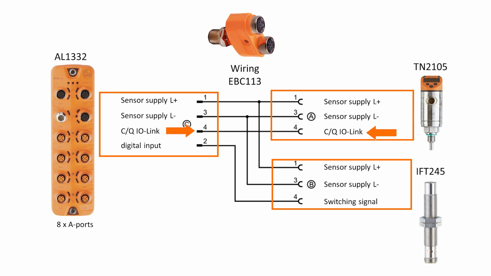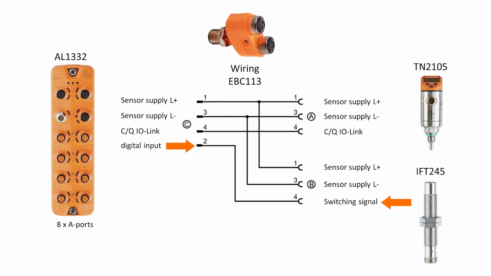Pin 4 of the I/O link temperature sensor is connected to pin 4 of the A port of the I/O link master. In addition, the switching signal of the inductive sensor, which is also output via pin 4, is connected to pin 2 of the same port. Pin 5 is not used on an I/O link A port.